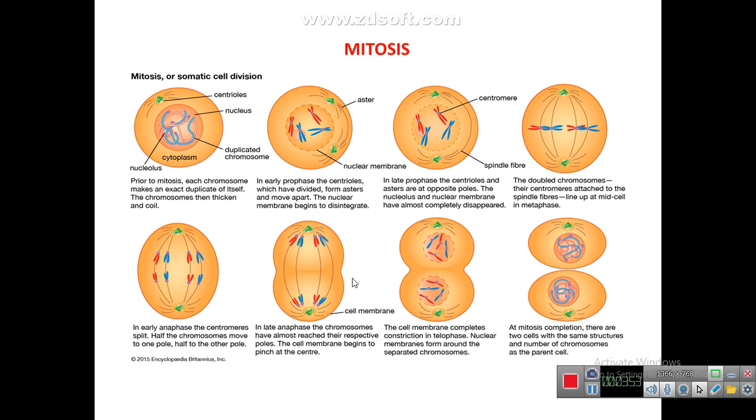Furrowing means inward movement. The cell membrane completes constriction in the telophase. Nuclear membrane again forms around the separated chromosomes and this is the formation of the nuclear membrane. At mitosis completion, there are two cells with the same structure and same number of chromosomes as their parent cell has.